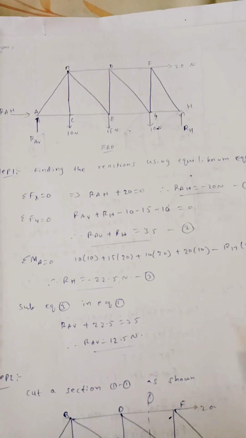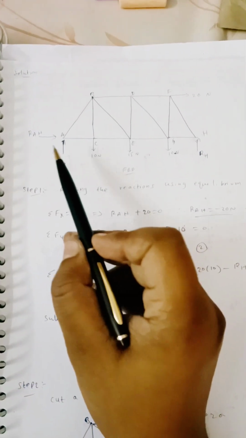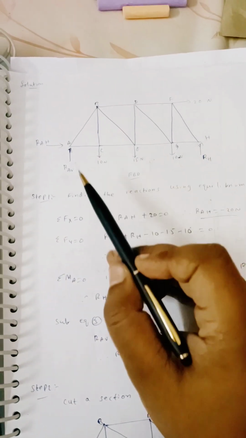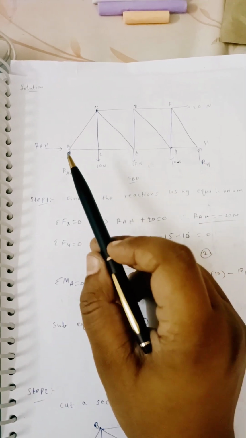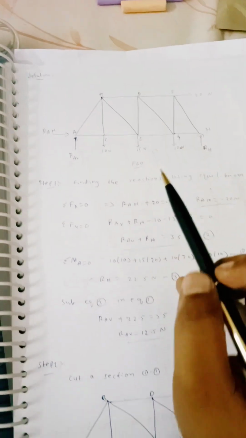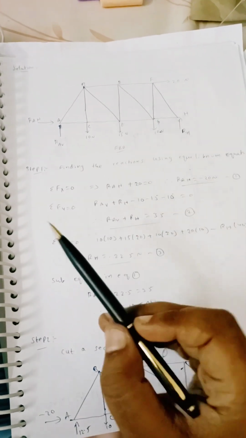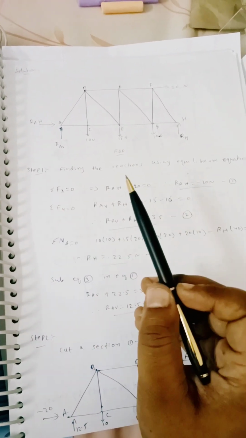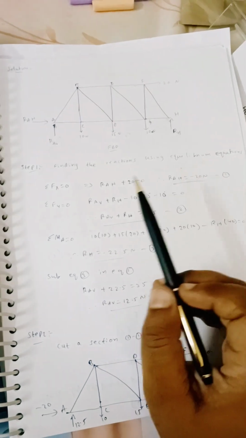First of all, we are removing the hinged support and roller support, and we are showing the reactions here. For the hinged support, you have two reactions. For the roller support, you have one reaction here. This is the free body diagram. Now, step 1: find the reactions using the equilibrium equations.